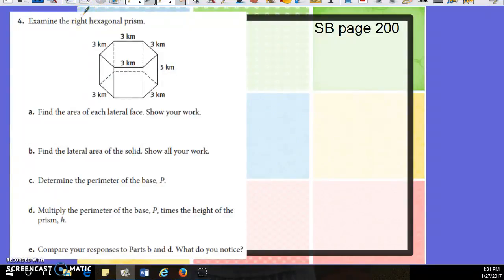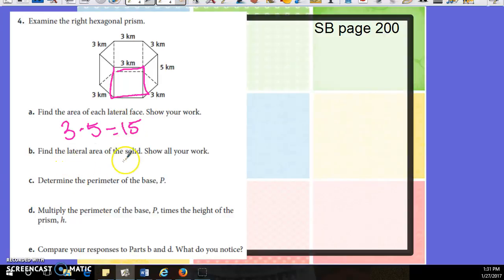All right, so for this one, if you examine a right hexagonal prism, find the area of each lateral face. Well, we know since this shape right here is a hexagon, and this is a hexagon at the top and the bottom, and there's two of them, those are the bases. So for the lateral face, we have a 3 by 5. So 3 times 5 gives you 15.